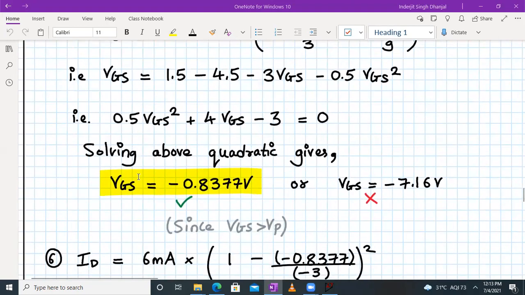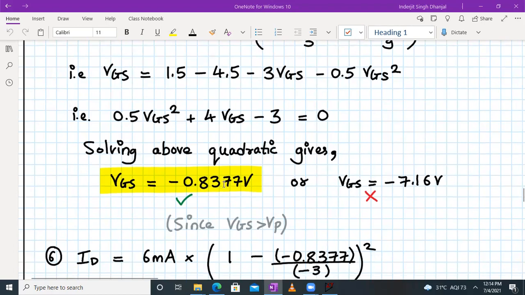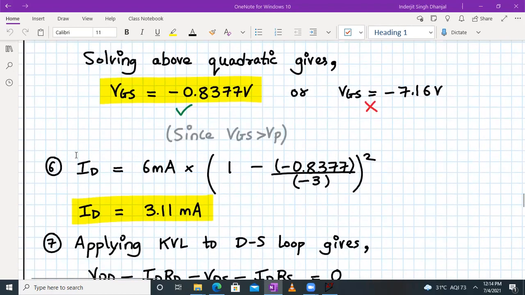If you solve the above quadratic equation, we'll get VGS equal to minus 0.8377 volt or VGS equal to minus 7.16 volt. Which value will you select? You will select the value which is greater than VP, and over here VP is -3. Minus 0.8377 is greater than that, hence we select this value. Once we know the value of VGS, we calculate the value of ID. Plugging in all the values, you will get the value of ID as 3.11 milliamperes.